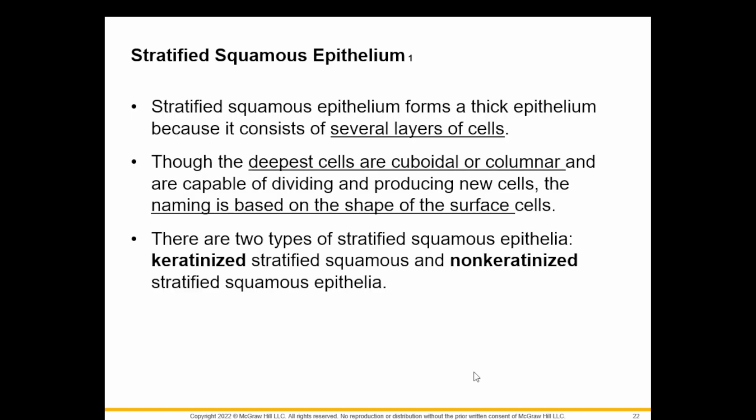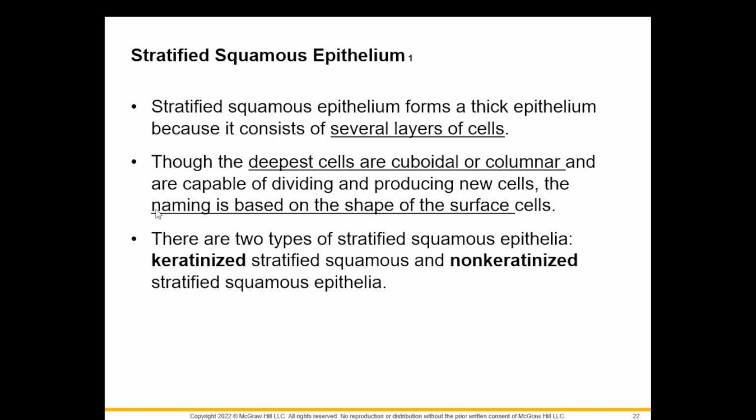Now that we're done with the simple and pseudostratified, we now go to the stratified epithelium, starting with the stratified squamous epithelium. Stratified meaning several layers of cells, squamous meaning the top layer or the free surface is composed of flat cells. That is further emphasized in our second bullet, that in a stratified squamous epithelium, the deepest layers are composed of cuboidal or even columnar cells.